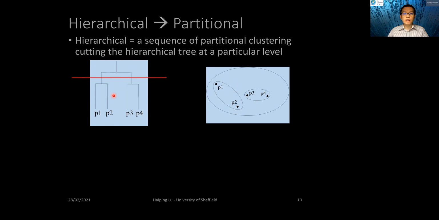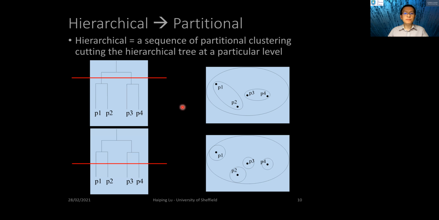And if you cut over here, there will be 4 clusters, right? So basically, how many branches you cut will determine how many clusters you have. And therefore, if you cut it here, you will have basically 4 small clusters with 1 point for each cluster. Right? So therefore, we can view hierarchical clustering as a sequence of partitional clusterings.